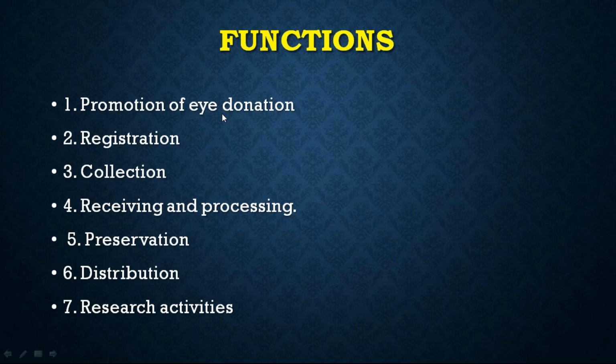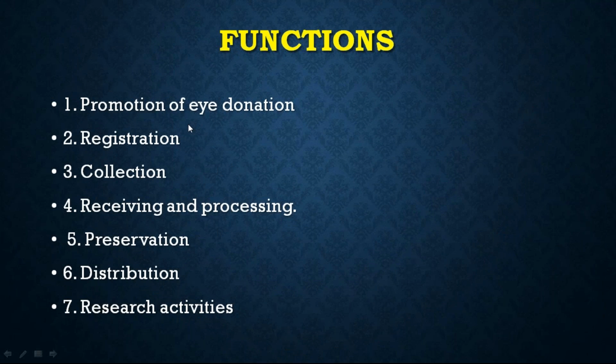Functions of the eye bank: promotion of eye donation, registration, collection, receiving and processing. After receiving and processing, they should preserve the donor corneas, and distribute the corneas to the necessary persons, and research activities. People who are willing to donate the cornea should be registered, collection should be done, and receiving and processing of the donor cornea should be done. After preservation, they should be distributed to the people who require them, and it can also be used for research activities.